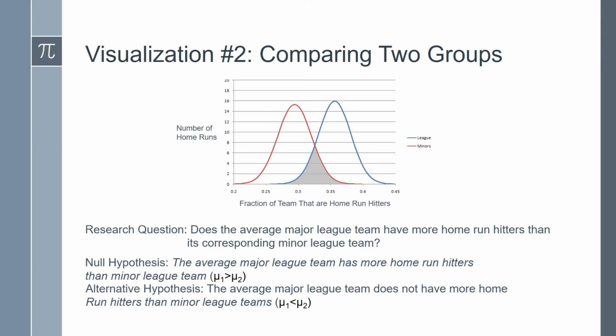The alternative hypothesis that we have postulating is, the average major league team does not have more home run hitters than minor league teams. And as we see, that shows that the major league team, which is mean subscript 1, is less than the minor league team, which is subscript 2.